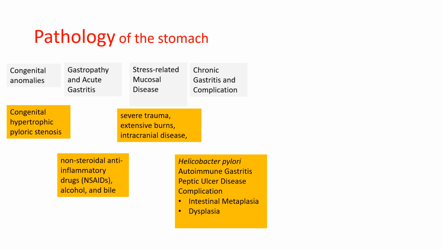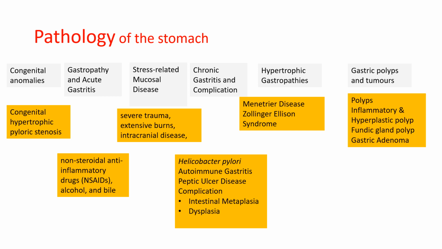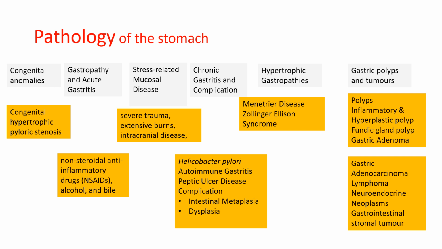We will also look into the complications of chronic gastritis, such as intestinal metaplasia and dysplasia. We will look at two conditions of hypertrophic gastropathies, namely Menetrier disease and Zollinger-Ellison syndrome. And we will look at gastric polyps and tumors. For polyps, we will look at inflammatory and hyperplastic polyp, fundic gland polyp, and gastric adenoma. And for tumors, we will look at gastric adenocarcinoma, lymphoma, neuroendocrine neoplasms, and gastrointestinal stromal tumors.